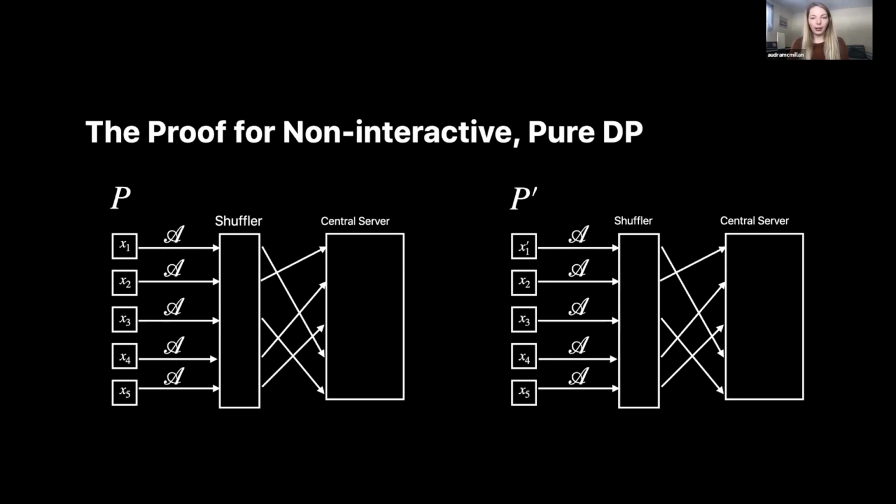We're going to narrow down to two data sets, P and P prime. Remember, all we want to prove is that what the central server sees, which is the permutation of all the local reports, is epsilon differentially private. Note that P and P prime differ on the first data point. The fact that it's the first data point is not important. That is, again, just for notational convenience.